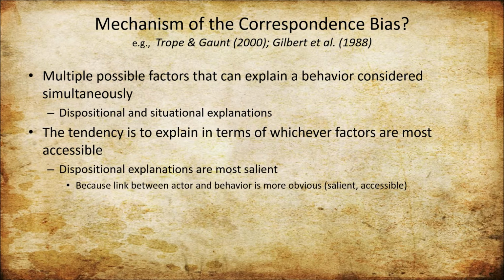And the factors that are most salient or easy to see are going to be the ones that are included in an explanation. So the basic idea is that you can really easily see the actor behaving in a certain way, whereas you can't really see a situation. And this is why we tend to make this error about other people and not about ourselves, because the situations that we're faced with are often more salient to us.